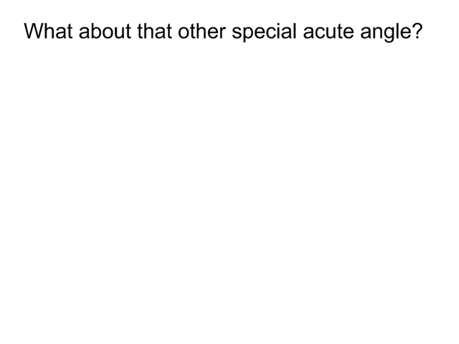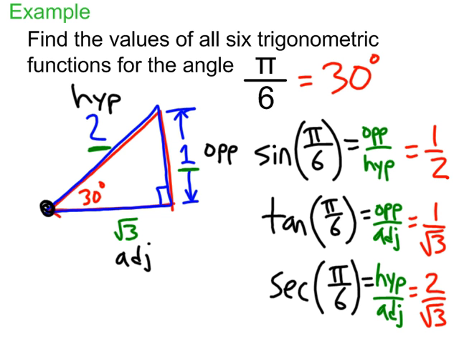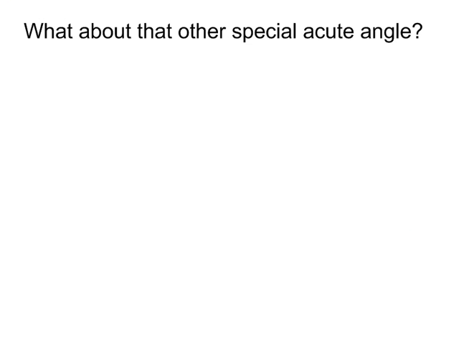Now, what about that other special acute angle? First of all, let me come back to this last picture. You could use that same picture to evaluate the trig functions of 60 degrees or pi over 3 radians as well. So I hope you see that that same picture could be used. Now that leaves one more special angle for us. That's the 45-degree angle, or pi over 4.